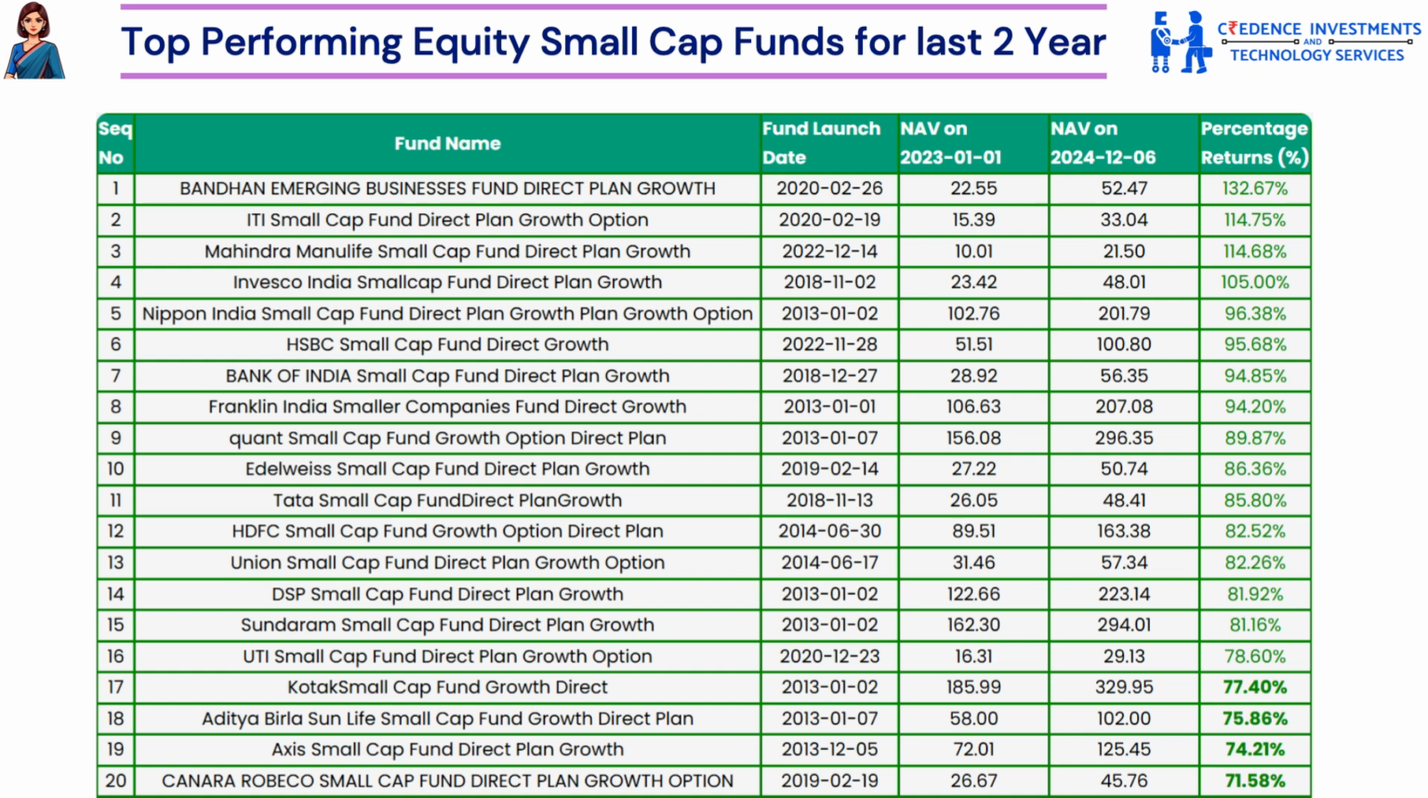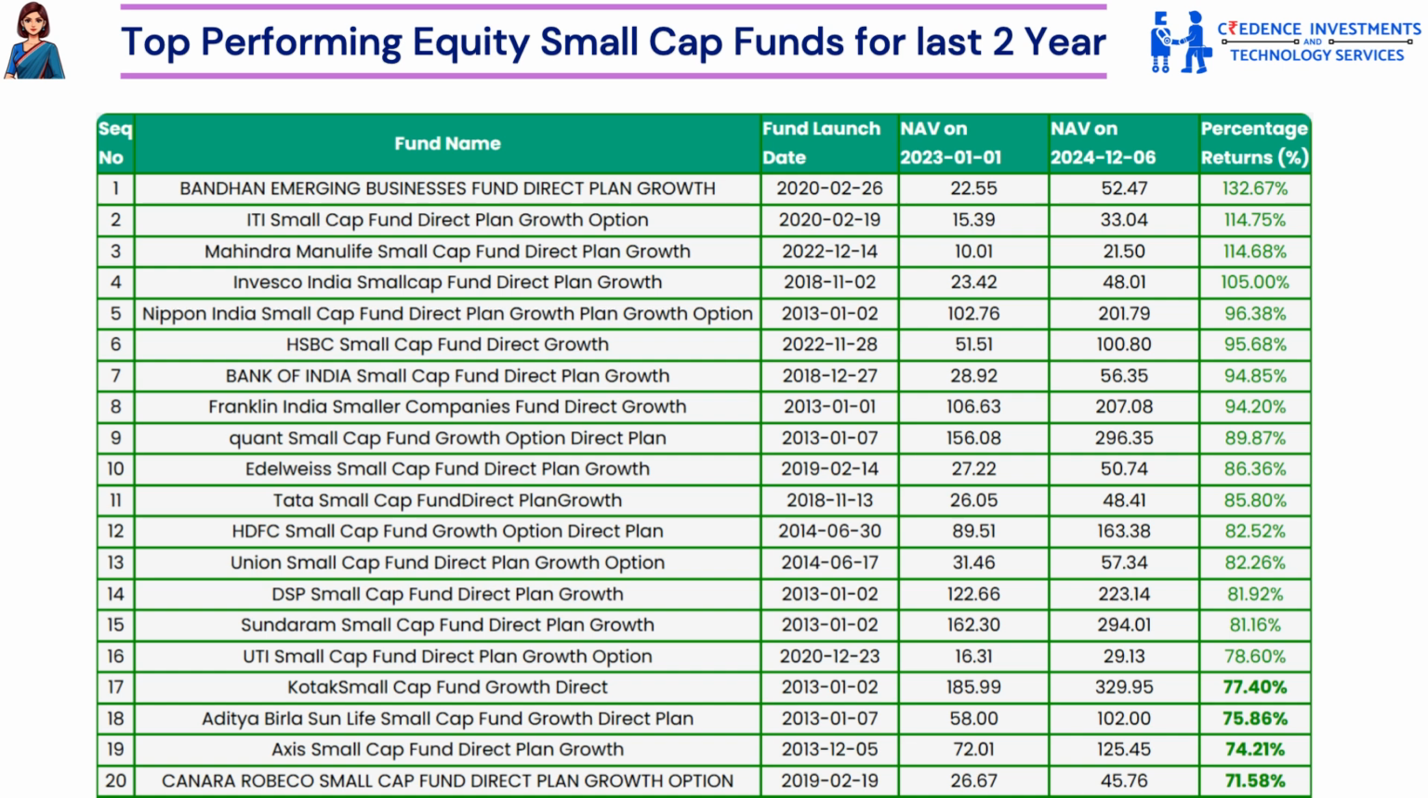Key observations. Top funds. Bandhan Emerging Businesses Fund led the list, with an exceptional 132.67% return. Strong overall performance. Many funds delivered over 80% plus returns in 2 years, indicating significant growth in the small cap segment.